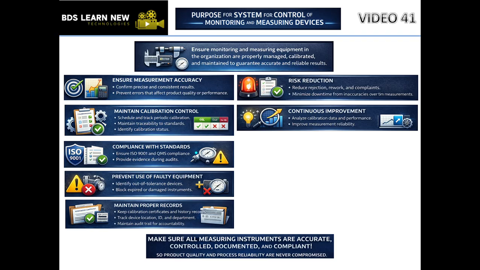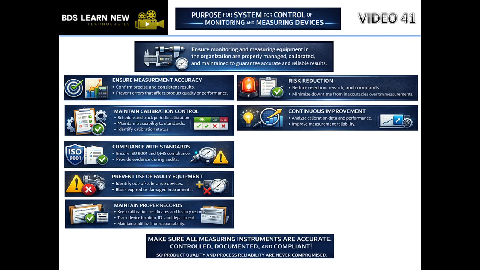Then compliance with standards, ensure ISO 9001 and QMS compliance. Now we have two things, ISO 9001 and QMS compliance. Provide evidence during audits. This is very important part. Then prevent use of faulty equipment. Identify out of tolerance devices, block expired or damaged instruments.